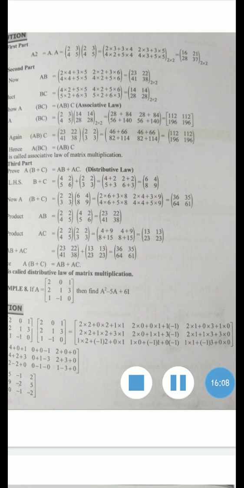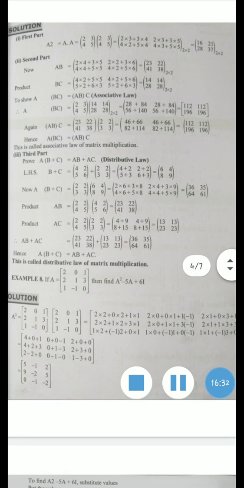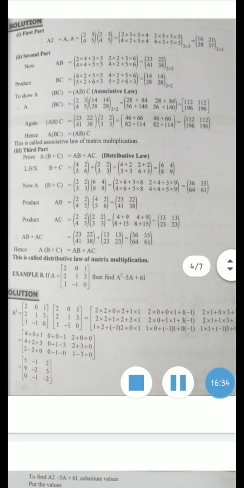So for the right hand side they have found AB. So to the right of AB you have to multiply C. So when they have done this, they are getting the answer the same as the left hand side. So this property that A into BC is equal to AB into C is known as associative law. So matrix multiplication is associative, or we can say this is called associative law of matrix multiplication.